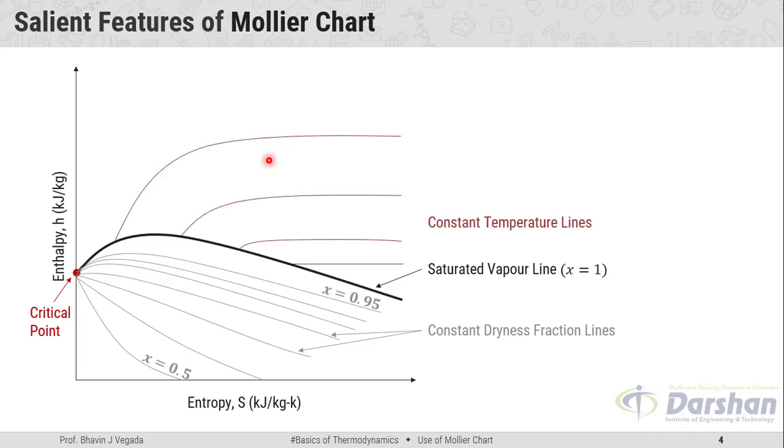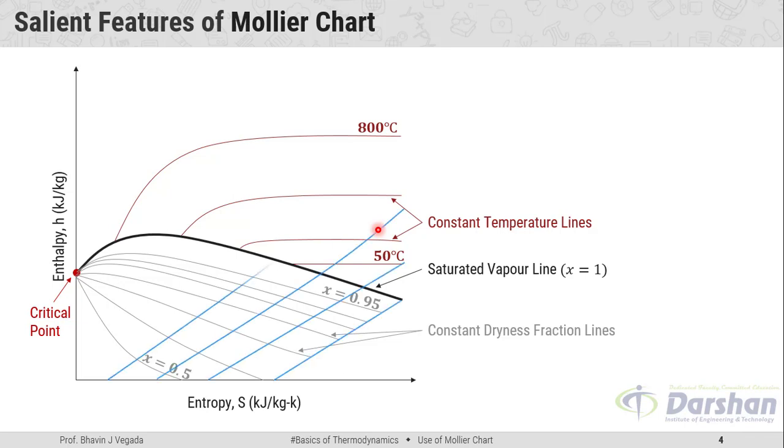The quality of superheated steam is decided by its temperature. Higher the temperature, the more superheated it is. Hence, the superheated region contains constant temperature lines. The range of temperature given in the Mollier chart is 50 degrees Celsius to 800 degrees Celsius.